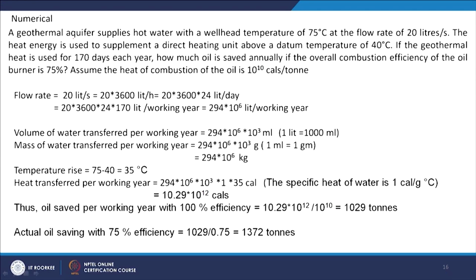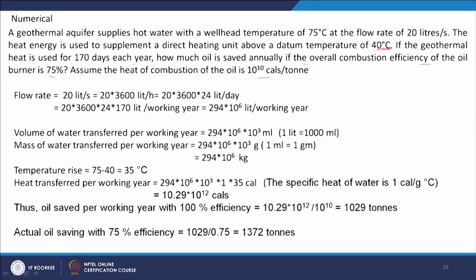A geothermal aquifer supplies hot water with a wellhead temperature of 75 degree centigrade at the flow rate of 20 liters per second. The heat energy is used to supplement a direct heating unit above a datum temperature of 40 degree centigrade. If the geothermal heat is used for 170 days each year, how much oil is saved annually if the overall combustion efficiency of the oil burned is 75%? Assume the heat of combustion of the oil is 10 to the power 10 calories per ton. So, this is the problem statement.